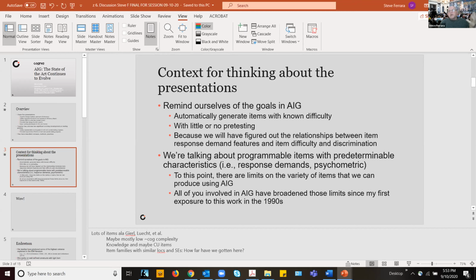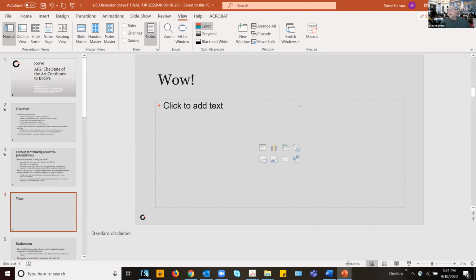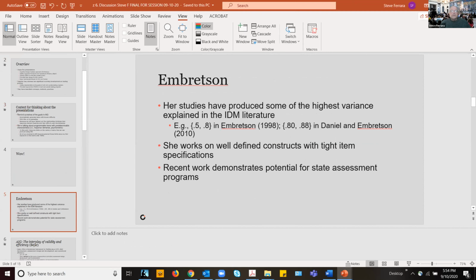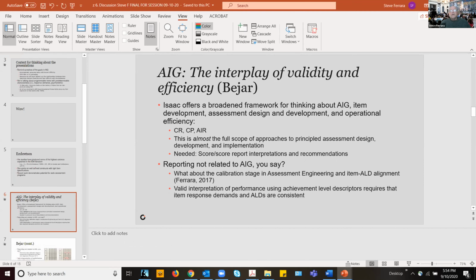We know about the limits on the variety of items that people are able to produce so far using automated item generation. You guys are showing how we can expand those horizons. And to that I say, wow, look at what we can do. We can't really do anything real yet, and look at how much is already accomplished. It's really pretty significant. So I'm going to skip to Isaac and then go to the end, and I'll have to apologize to Susan and Audra and Rick and Matthias because there's no time.